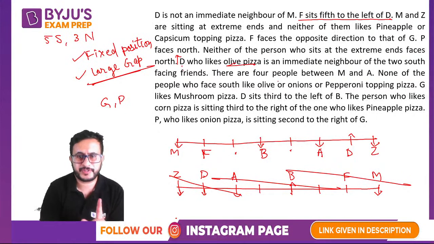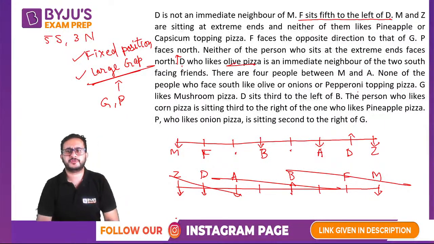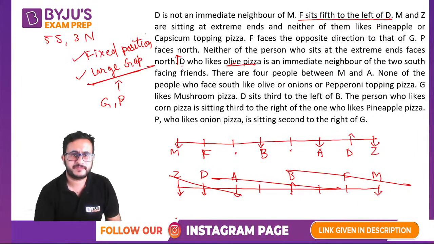Okay, so now we are left with, we do not know the direction of G. P we know is north. G we do not know the direction, but we are given that F faces the opposite direction to that of G. We are given that there are 3 north and 5 south.